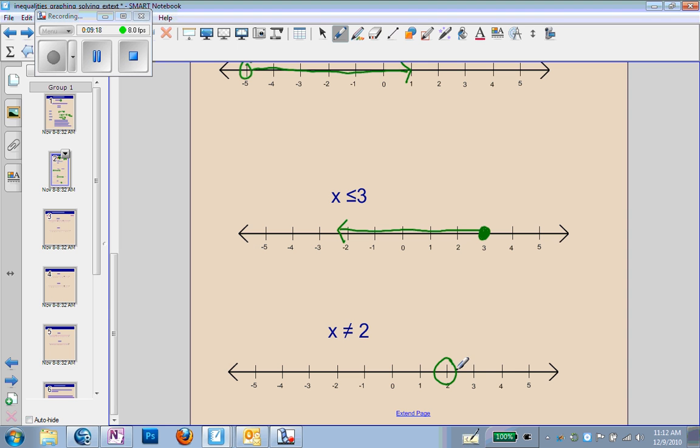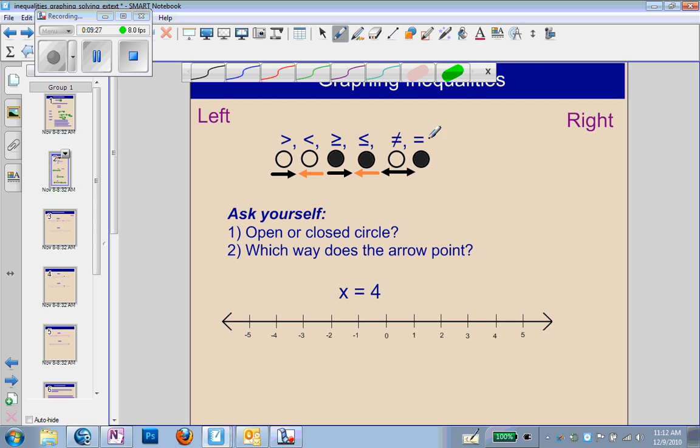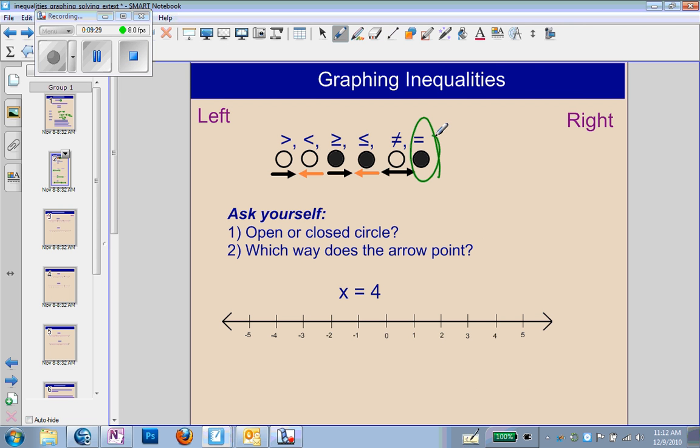And then we draw the arrow in both directions to show all the other numbers besides 2. And then, of course, our last symbol we already know, and that's that when you have an equation, like x equals 4 in our first example here, we know to just put a closed circle on 4. And that's the only solution, that one answer, 4. It's the solution because 4 equals 4 is the only thing that makes that a true statement.